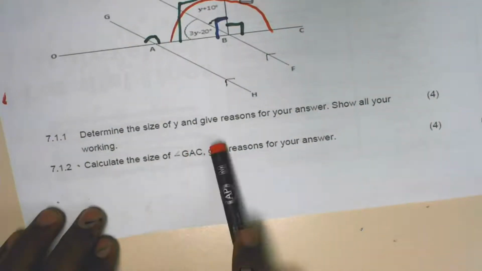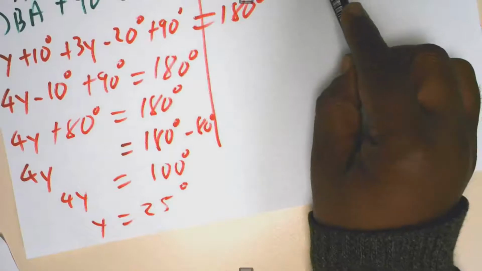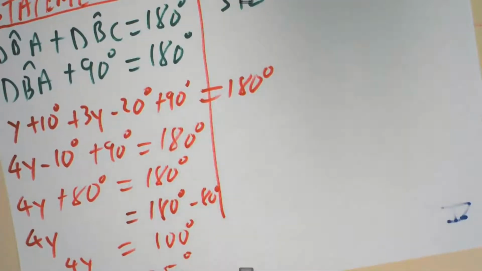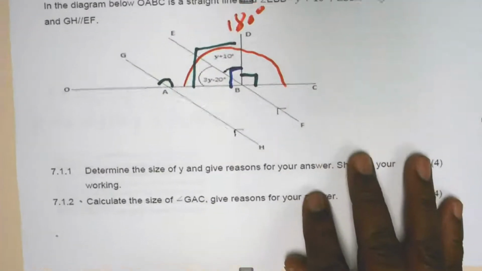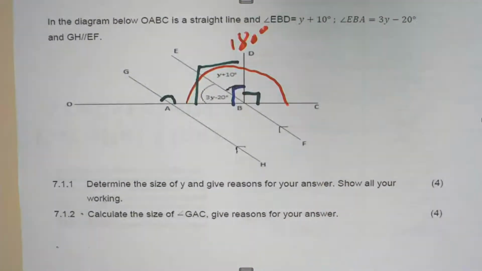Determine the size of y, giving reasons for your answer. The reason there we've given is 180 degrees, which is your straight line. Therefore, you find your y value. Now let's look at the second question. Calculate the size of GAC.